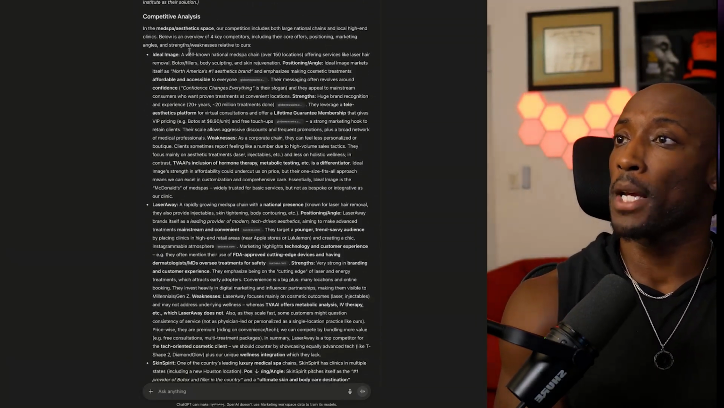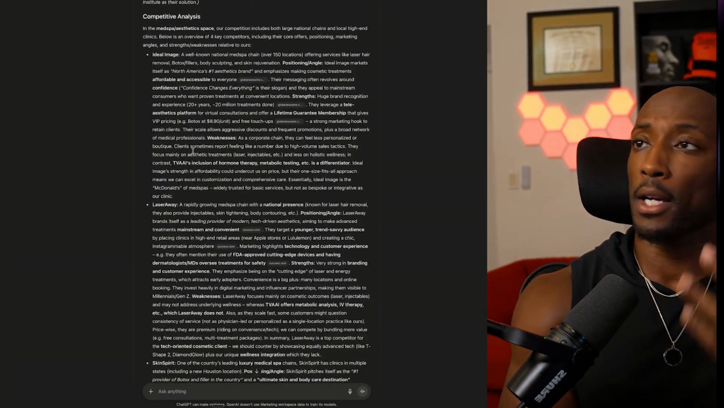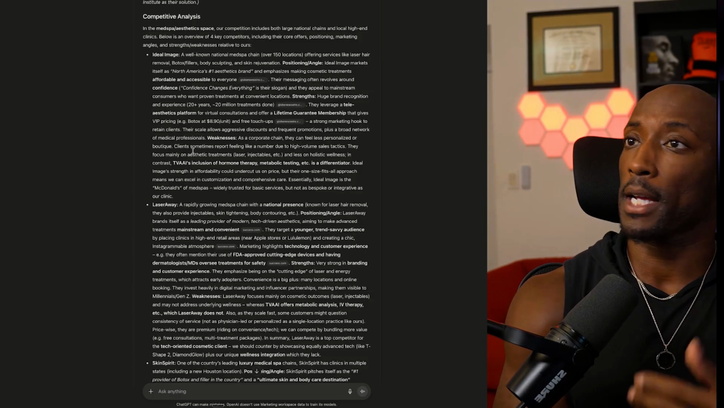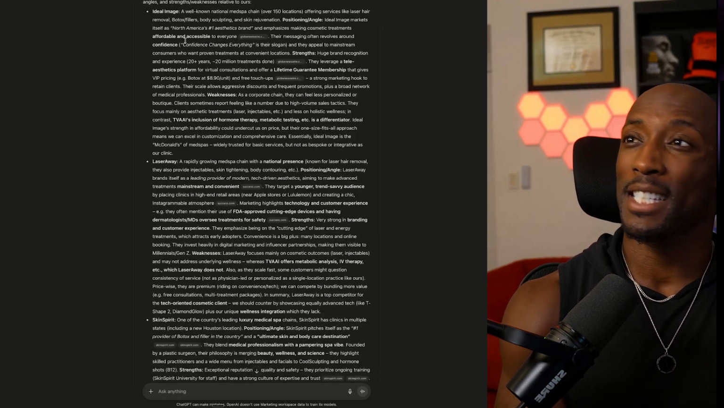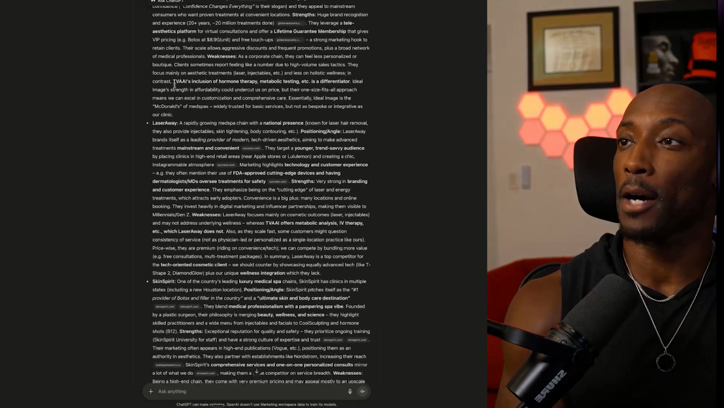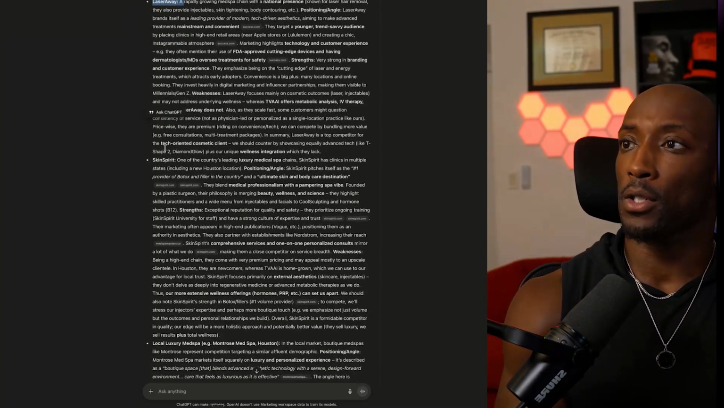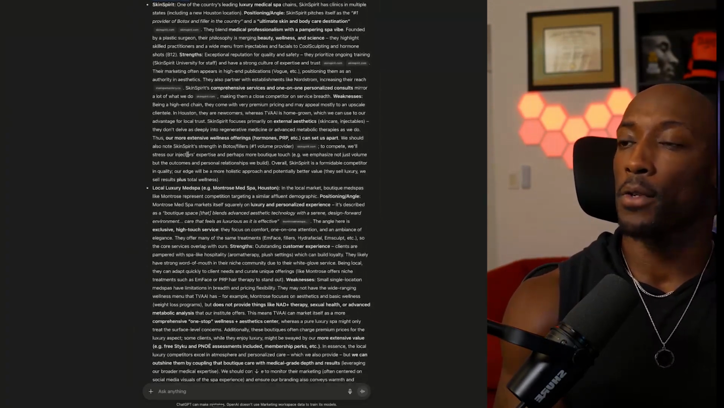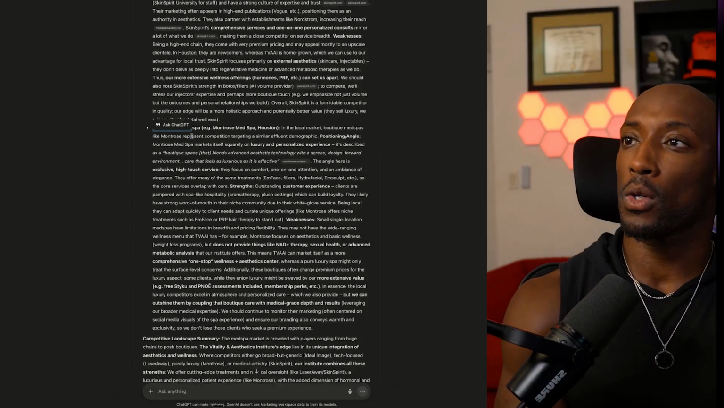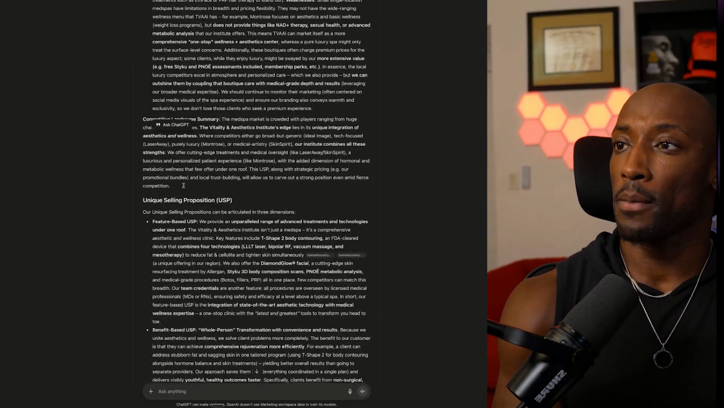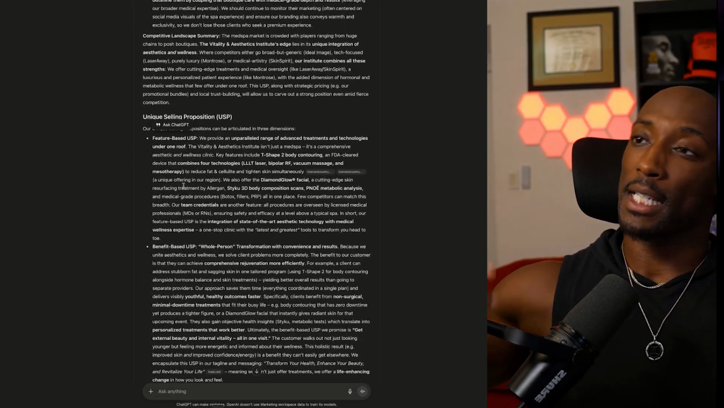And then from there, it does a competitive analysis. So you know, okay, here are the other people in the marketplace that offer different things, and you can compare yourself to them. This is super clutch. I don't think you really understand how powerful this is. So there's Ideal Image, Laser Away, Skin Spirit. This stuff used to take so much time to do. You've got the local luxury med spa. So it gives you that information, and then it helps you come up with a unique selling proposition.